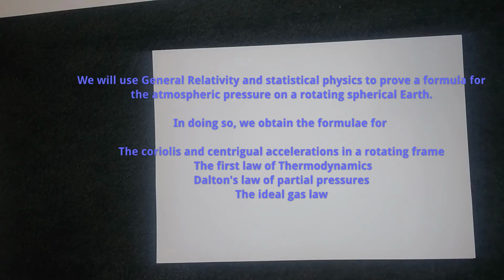In this video, we will derive an expression for the atmospheric pressure on a spherical rotating Earth due to a mixture of gases. We will take general relativity to be our theory of gravity, which, although unnecessary in this context, is of some interest in its own right. For the most part, we'll be working from first principles, so the treatment is self-contained.